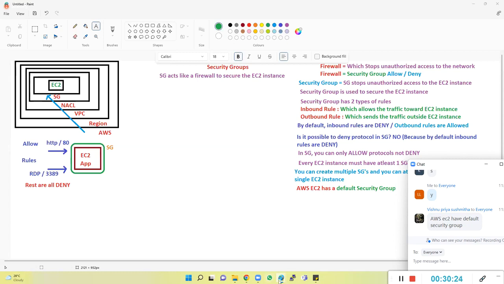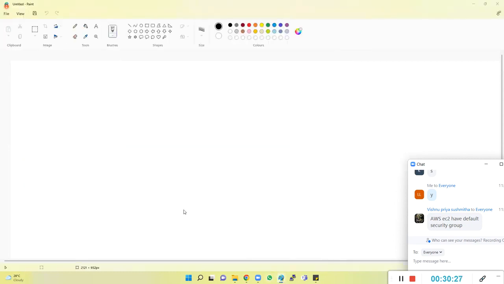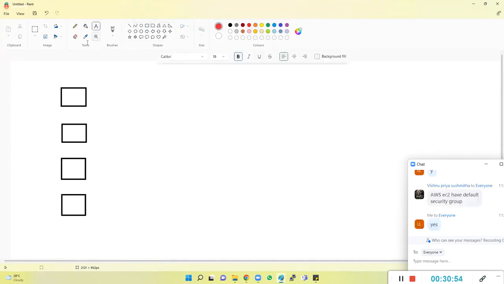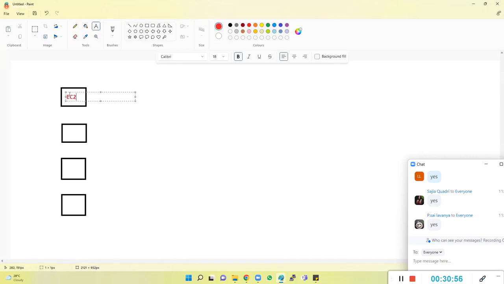See the real time, what I see. The reason I'm telling you to use the default security group is because this is the problem everyone will face. So guys, let's say we have so many EC2 instances, these many EC2 instances. Can we create multiple security groups? Yes. These are all EC2. Can we create multiple security groups?